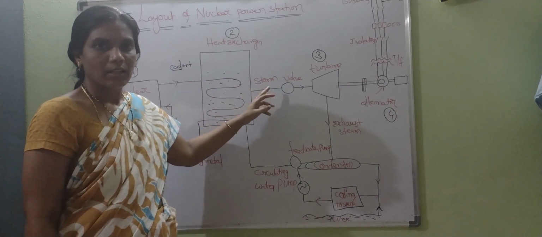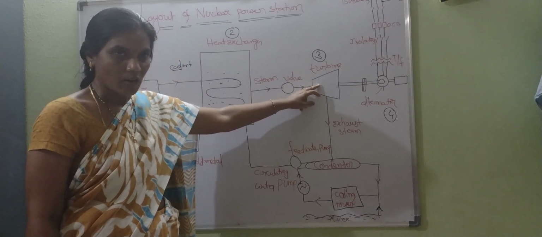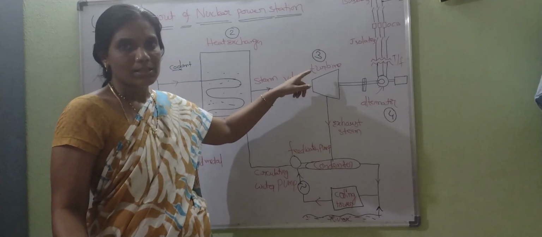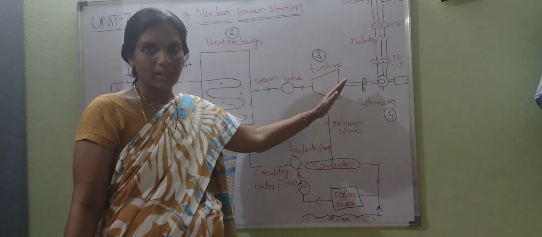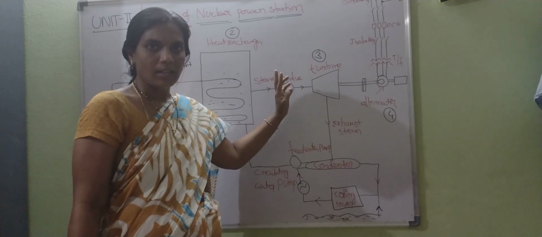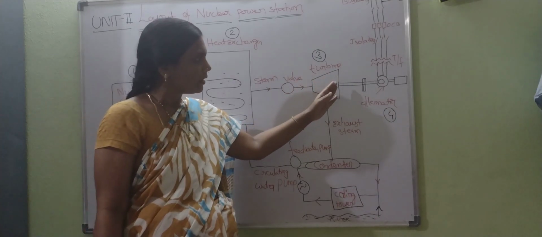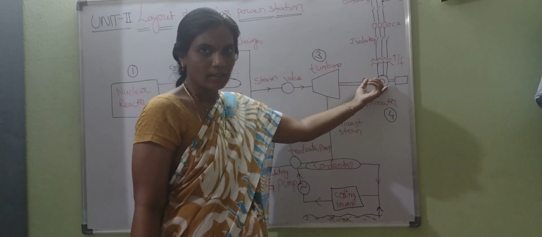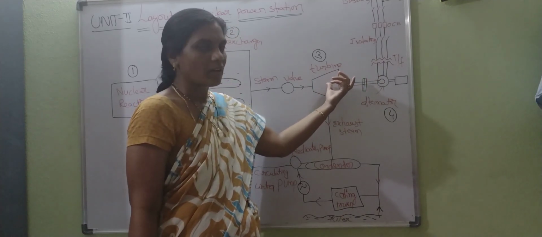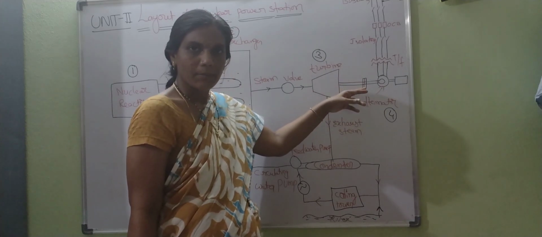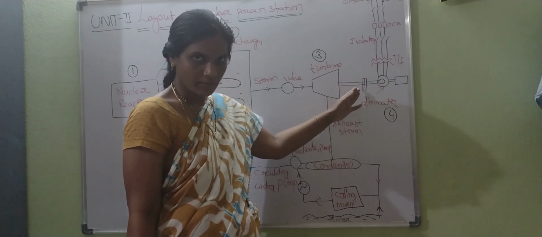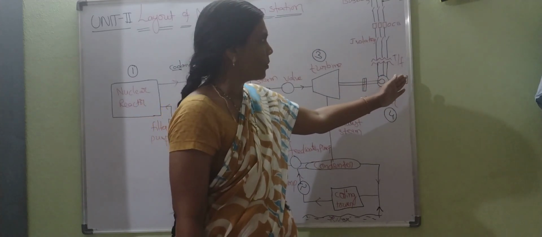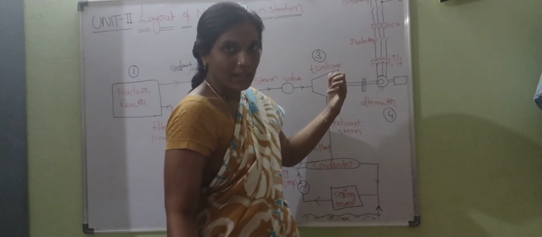Then this water will be converted into steam vapors. The steam flows through the steam valves to the turbine, and the turbine in turn rotates. That means the steam energy is converted into mechanical energy, which is coupled to the alternator. So the rotor of the alternator is rotated by this turbine through the coupling. Then electrical energy will be the final output. Then we will take that energy.